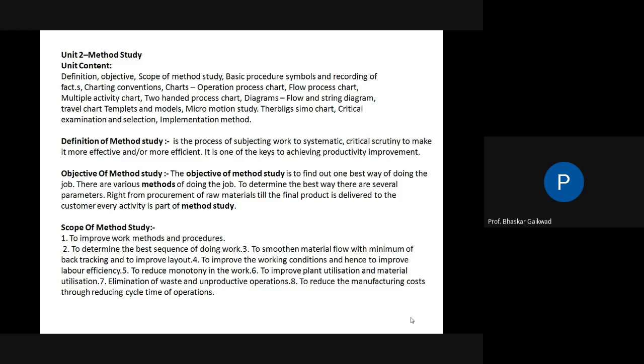Now, how is this product systematically manufactured, with critical scrutiny, for effective use or efficiency in manufacturing? It will help to increase productivity and reduce cost. Method study is the systematic, critical examination of the present method, and how to increase its effectiveness so that your productivity will increase. So let us consider one example.